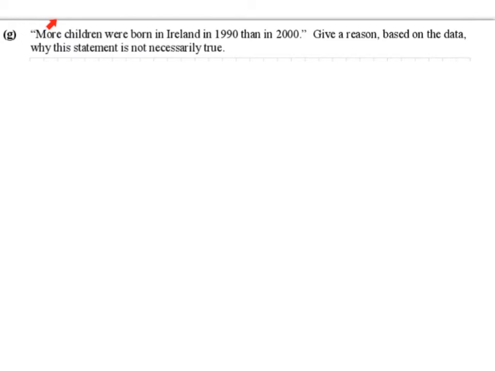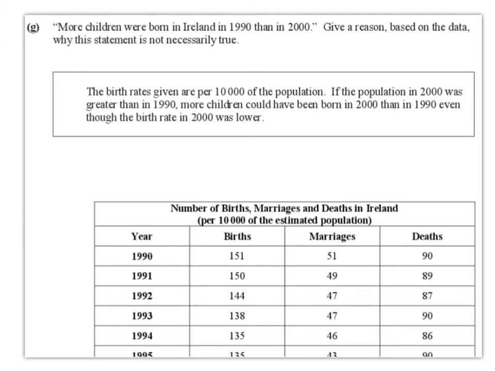Part G. More children were born in Ireland in 1990 than in 2000. Give a reason based on the data why this statement is not necessarily true. So this statement is not necessarily true because the birth rates given are per 10,000 of the population. If the population in 2000 was greater than in 1990, more children could have been born in 2000 than in 1990, even though the birth rate in 2000 was lower, because it depends on the total population.